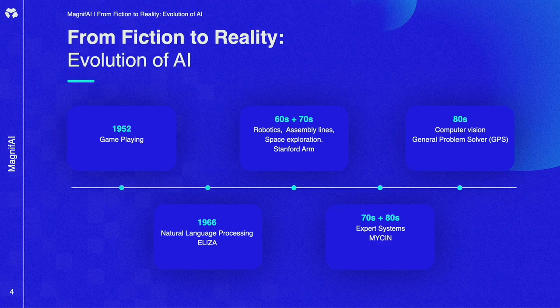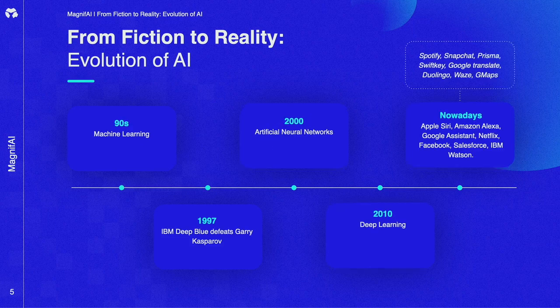Then in the 80s, we started to analyze and interpret visual information, while computer vision became a powerful area of investigation. Then in the 90s, we developed machine learning, again, training computers to recognize patterns and make decisions based on data.